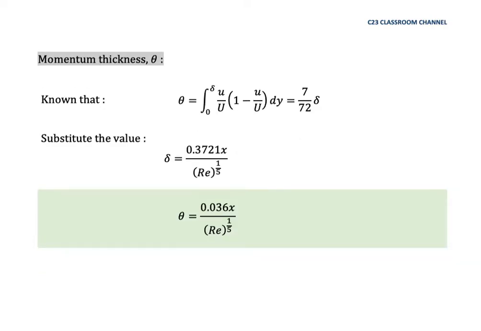And then to calculate the theta, previously we know that theta is equal to 7 over 72 delta, and then we substitute the value of delta, we get 0.03686x over Reynolds number to the power of 1 over 5.